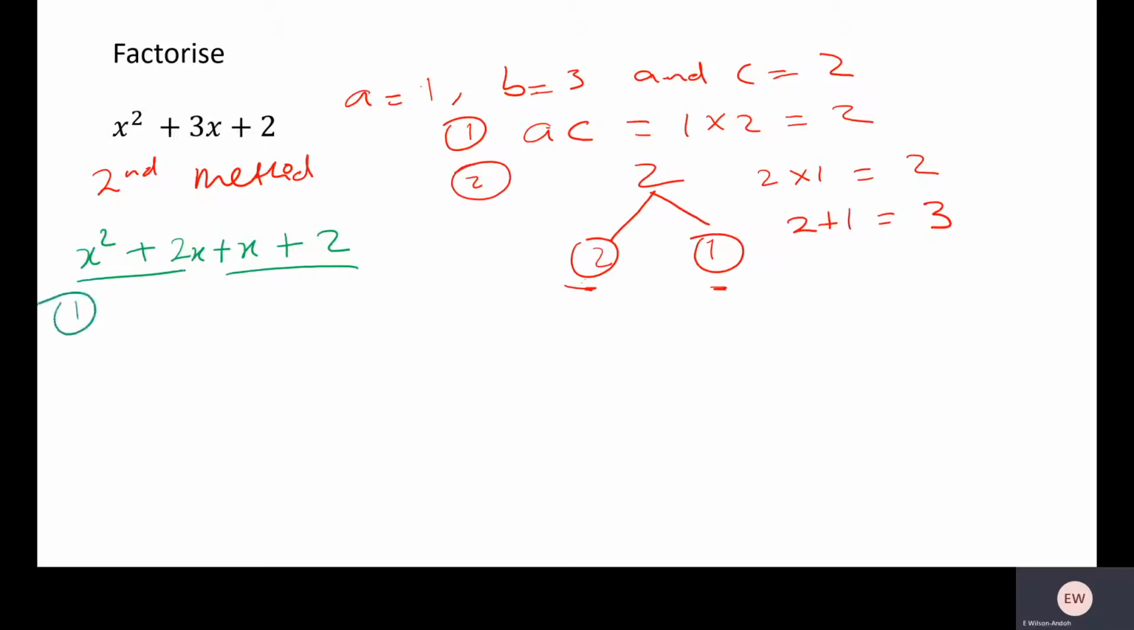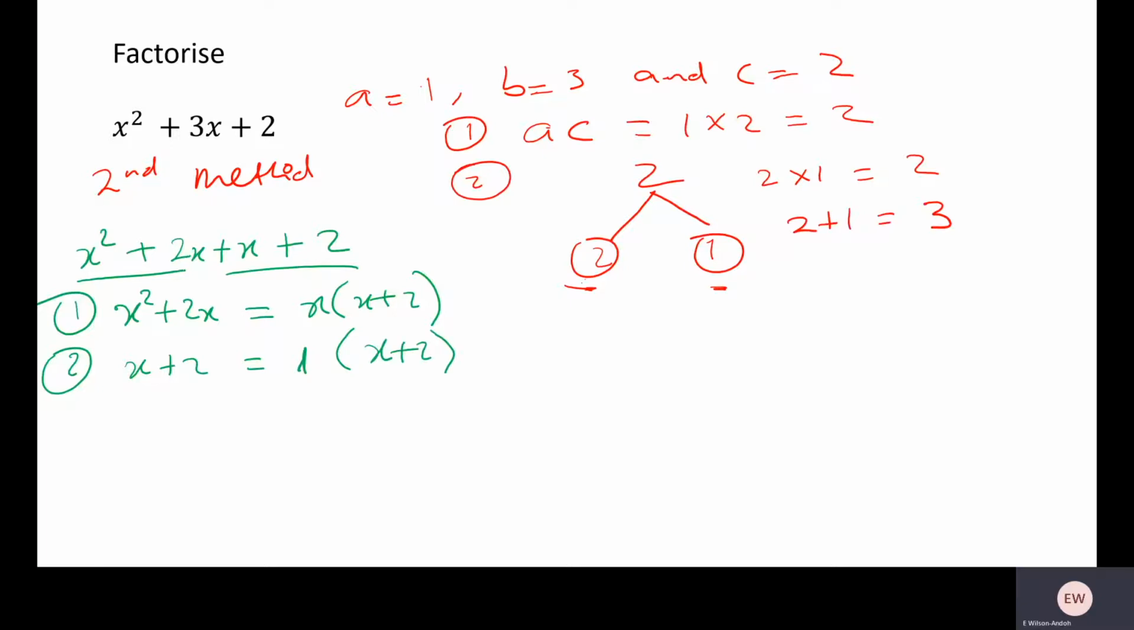Now we take the first two terms and then the last two terms and factorize. So the first two terms, we have x squared plus 2x. If we factorize this, we get x out, x plus 2. And then the last two terms, we have x plus 2. Now this one is common, so we bring 1 out. That is the highest common factor for each term. And we have our x plus 2.